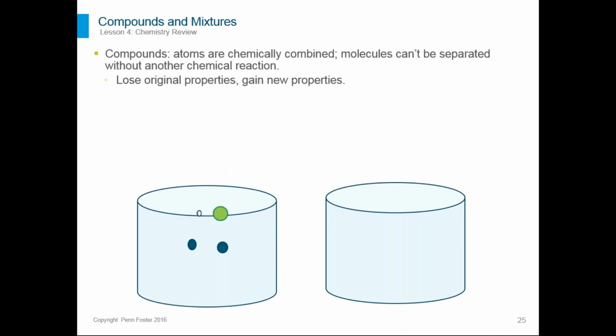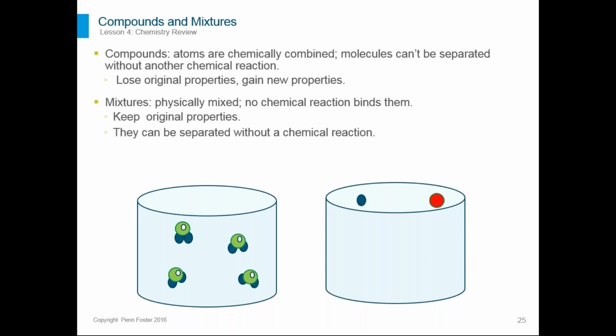Compounds and mixtures are different. Compounds are when you have molecules that are chemically combined. So they've made a new molecule, and they can't be separated without another chemical reaction happening. And these new molecules lose the original properties of their atoms and gain new properties.